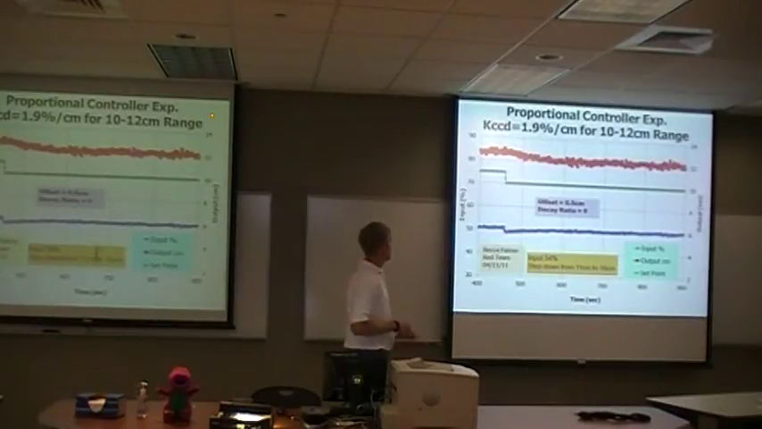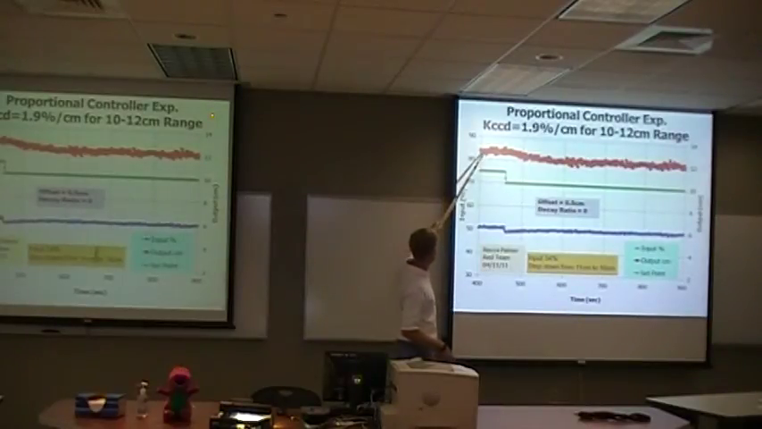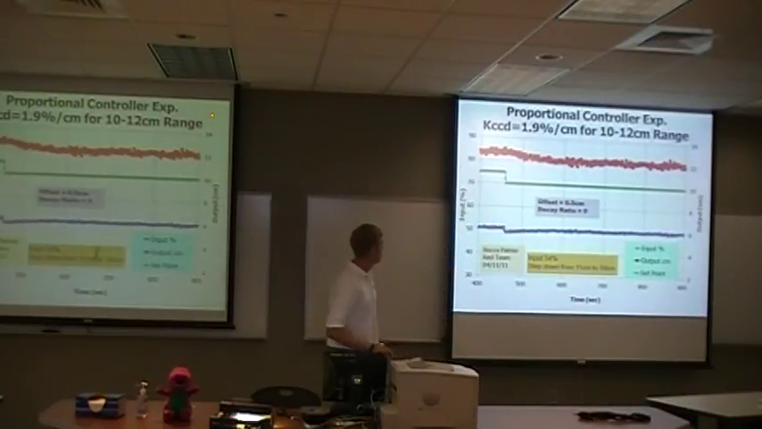This is an experiment run by Becca. She did it between the 10 and 12 centimeter range using a critical decay controller gain of 1.9%, and you can see how it did not match up with the set point. So if you bring that down, it would be an offset of 0.5 centimeters, and it had no decay ratio on that either.